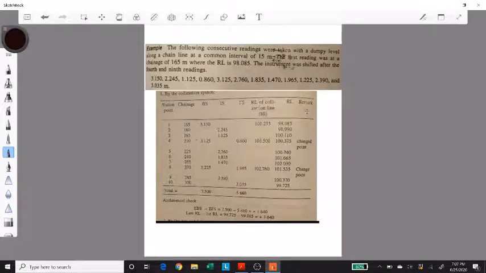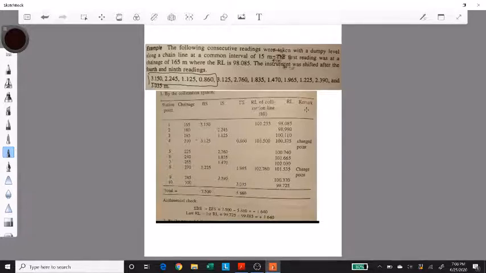They're saying that the instrument was shifted after the fourth and the ninth reading. So that means that the first four readings were taken in one setting of the instrument, and after that, the fifth, sixth, seventh, eighth, and ninth. Five readings were taken in the second setting, and the remaining readings were taken in the third setting of the instrument. So that means starting from here, 3.15 up till 0.860. So this is one set of readings.